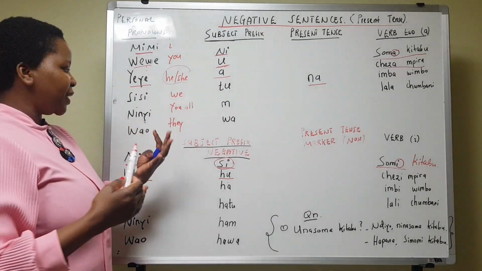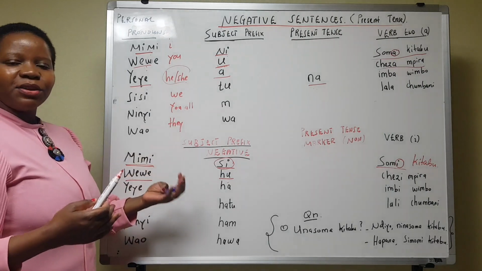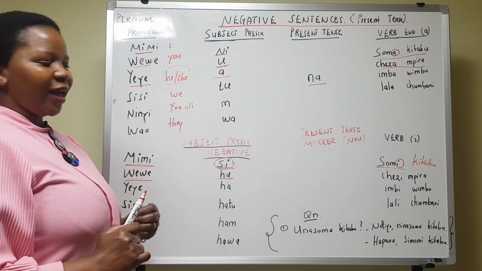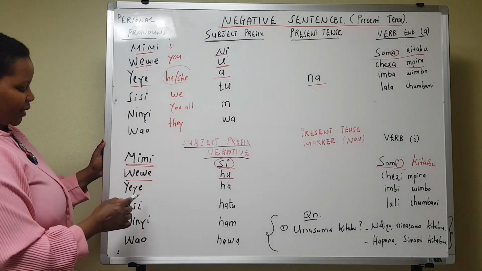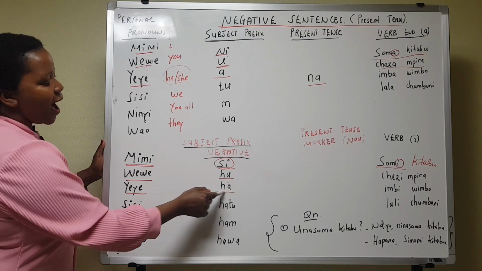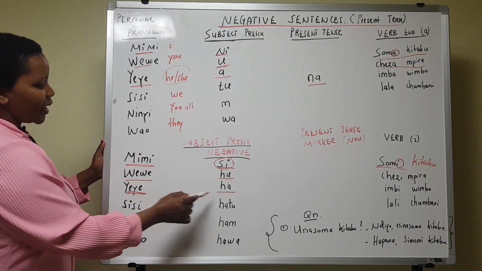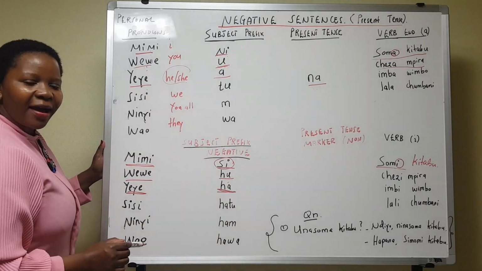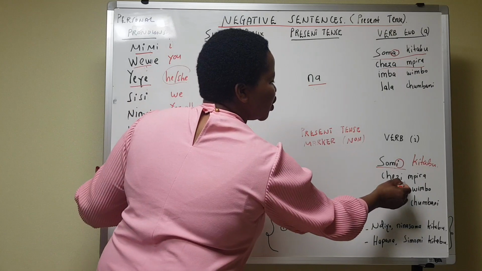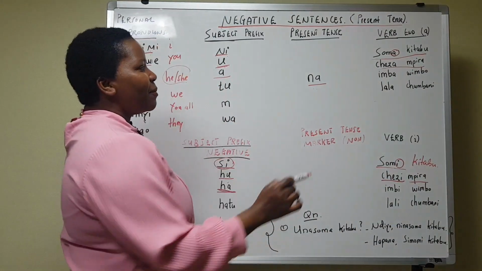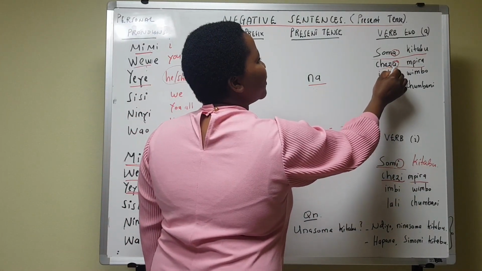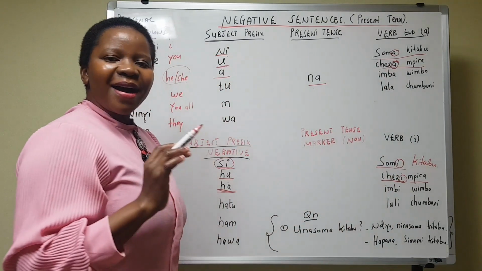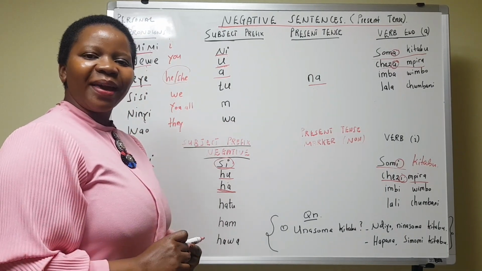So, it will be like this. Yeye ha. If you use yeye, the subject prefix in a negative form will change and be ha. Yeye hachezi mpira. Remember, you have to change the verb ending a into e. So, yeye hachezi mpira. Okay?